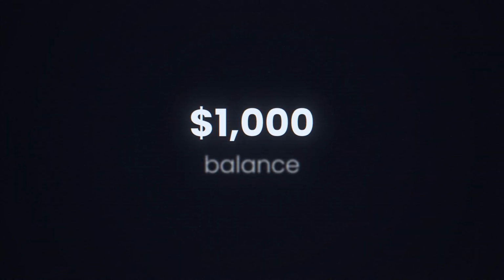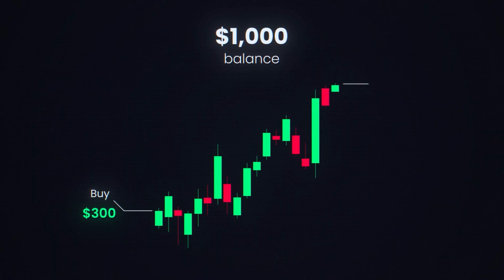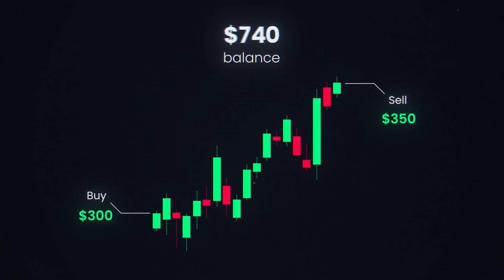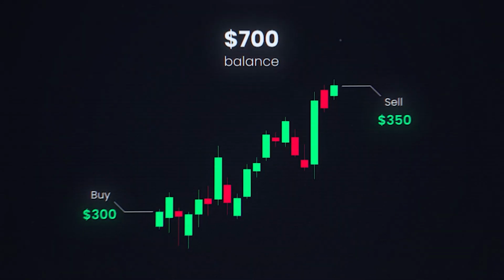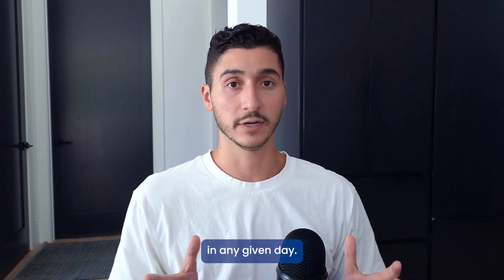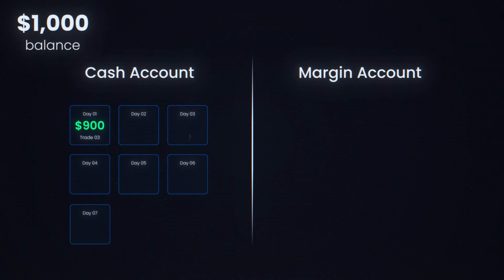So if you have $1,000 in your account and you take a trade, let's say you're trading options or stocks, and you buy options that are worth $300 and you sell it for $350. Now, of your $1,000 account, you only have $700 left that day because you used $300 of it. So with a cash account, you can only take so many trades in any given day. Pretty much if you take $300 trades, you only have 3 trades per day, and you have to wait until the next day, and then your buying power will reset.